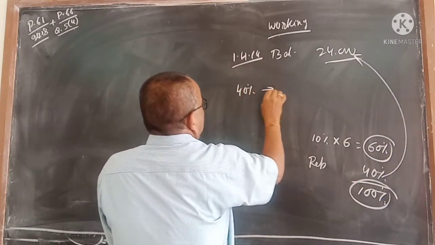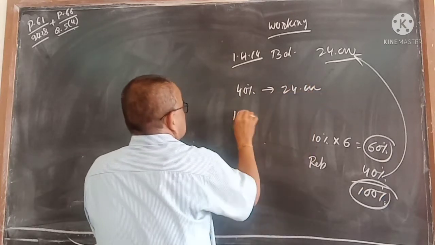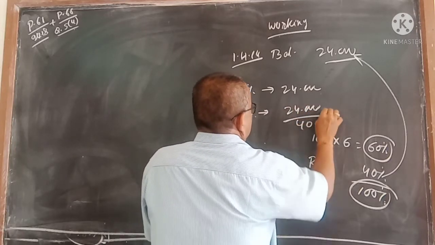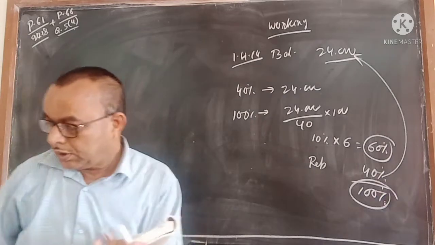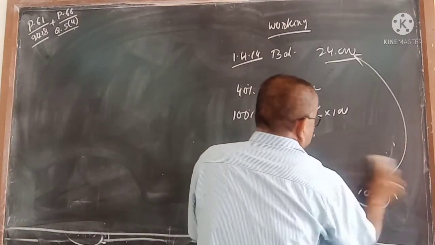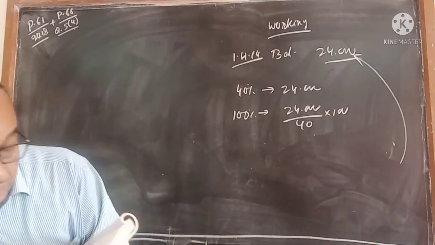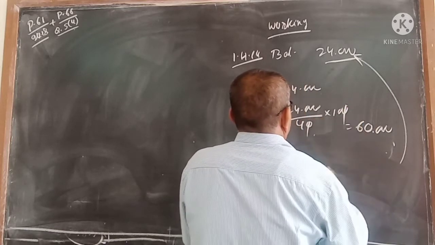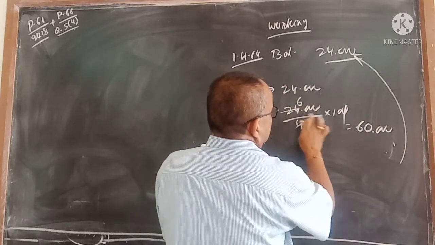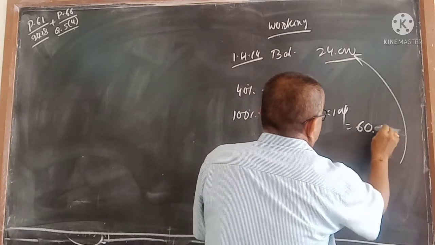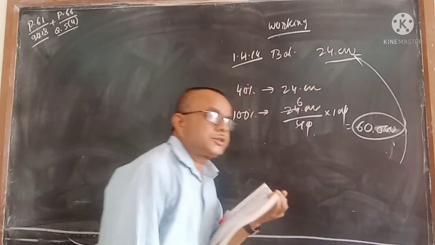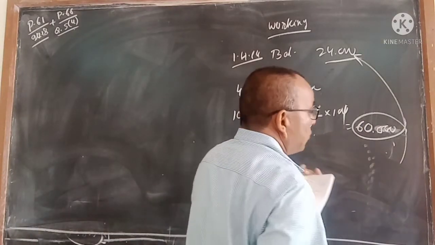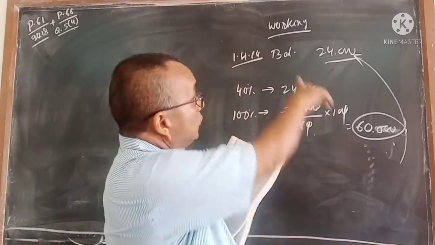Now if 40% is 24,000, how much is 100%? That is the thing which you have to calculate. 24,000 divided by 40 multiplied by 100, which will get 60,000. So this is your CP, and if you keep deducting 6,000 every year, then at the beginning of the 7th year you will get 24,000.